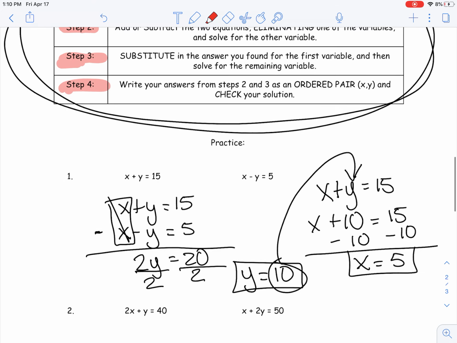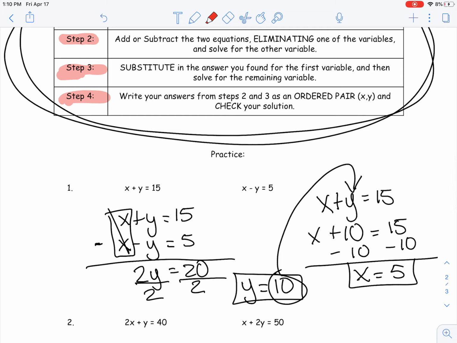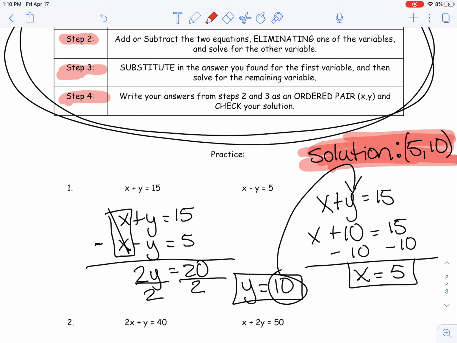Step 4, write your answer as a solution ordered pair. So I'm just going to write it up here since I don't have space. 5, 10. Make sure you remember x is always in front. So there we would have 5, 10 as our solution.